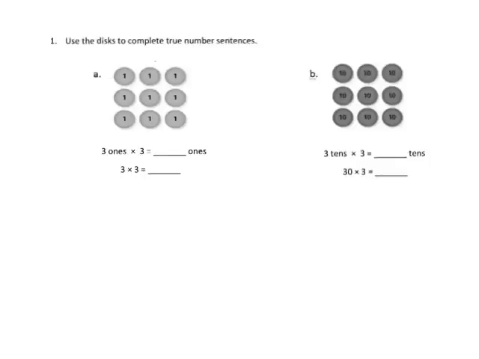So we're going to start off with some number disks. We've got, use the disks to complete the true number sentences. So we can see this array, and we have 3 rows, and there's 3 in each row. So you've got 3 ones times 3 rows. So you've got 1, 2, 3 rows, and you've got 3 columns. So our answer, 3 rows, 3 in each row, that's what 3 ones means, and this 3 means we have 3 rows. And so the total is, we're going to have 9 ones total. So that means 3 times 3 is 9.